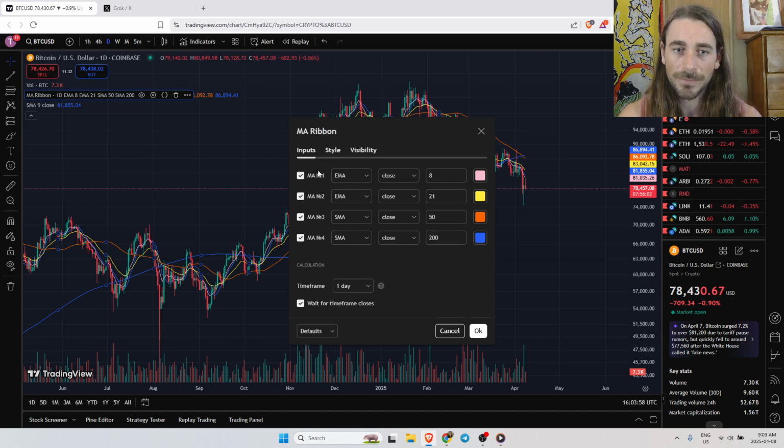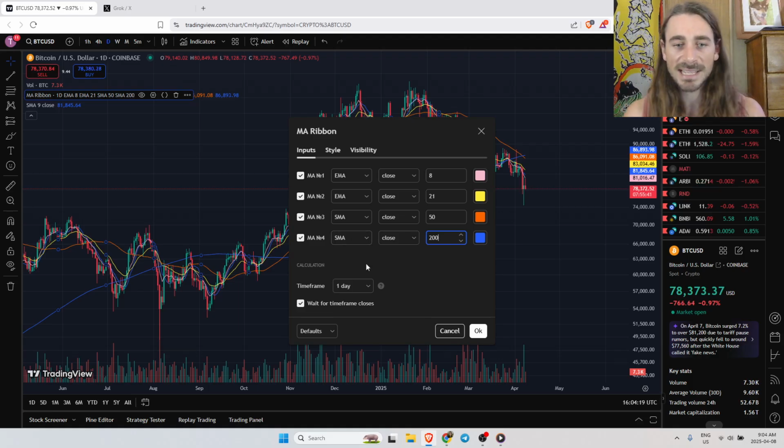So you see we have 4 different options for moving averages here. What I have for my preferable moving averages, I have the 8-day exponential moving average. I've got the 21-day exponential moving average. I've got the 50-day simple moving average, so the SMA, and the 200-day simple moving average also as an SMA.